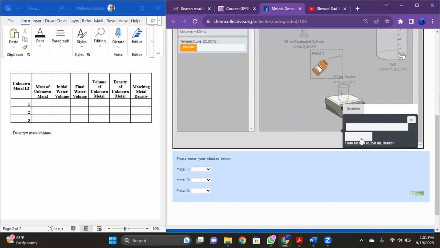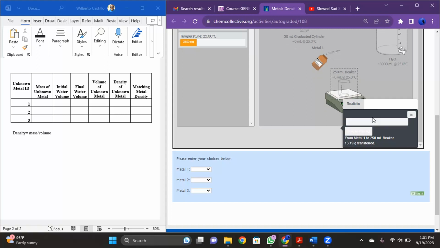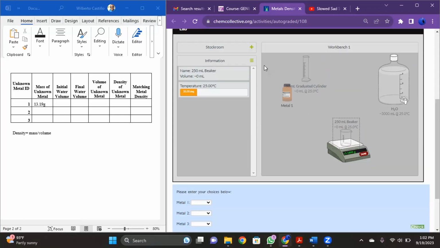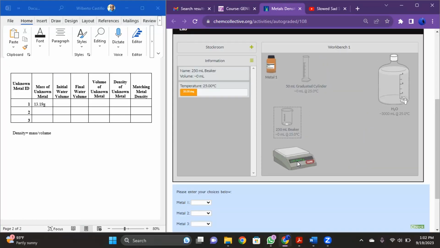Let's pour. In the beaker, we have added 13.19 grams. So that is the mass of our unknown metal, 13.19 grams. Okay, good. Now we will remove that. Just place our metal in the corner. We won't be needing the scale anymore until we test the other one.